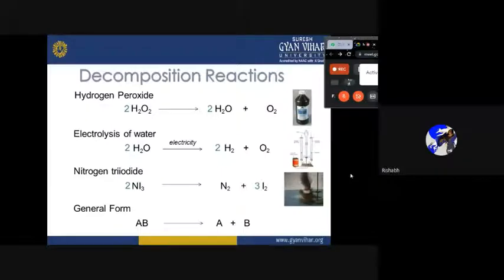Then nitrogen triiodide. So 2 molecules of nitrogen triiodide are split into nitrogen molecule N2 and 3 molecules of iodine. On the right hand side there are 6 iodine atoms, and on the left hand side it is the same. Similarly, there are 2 nitrogen atoms on the left hand side and it is the same on the right hand side. The general form of a decomposition reaction is AB, the reactant, producing A and B, so it is splitting into its constituents.